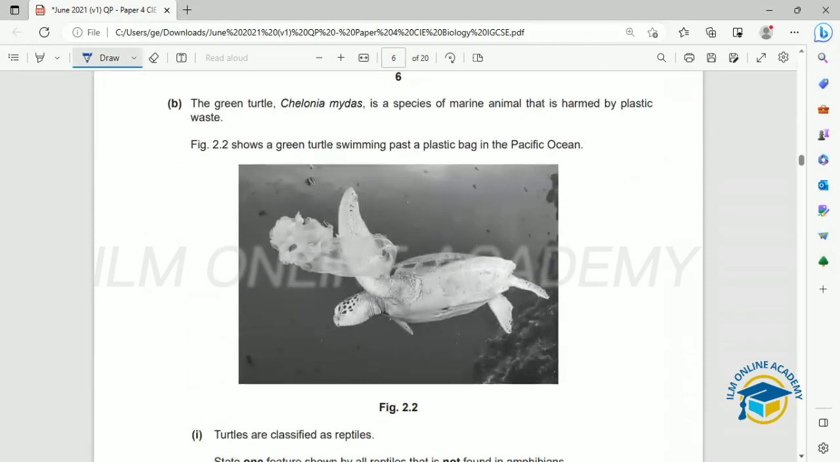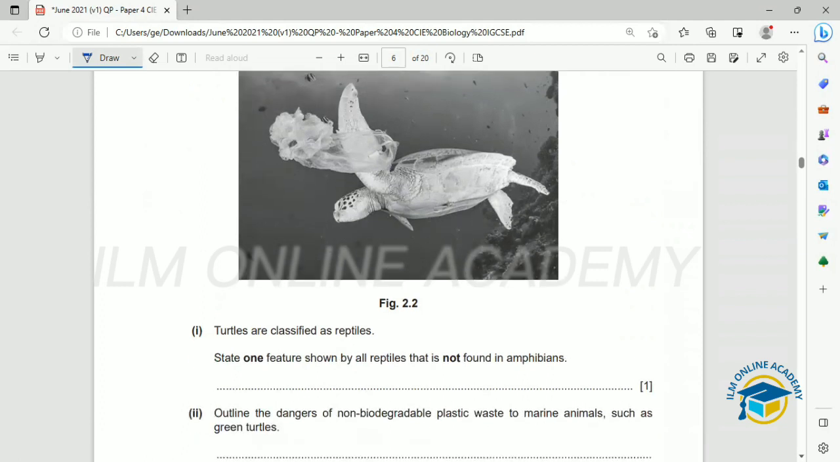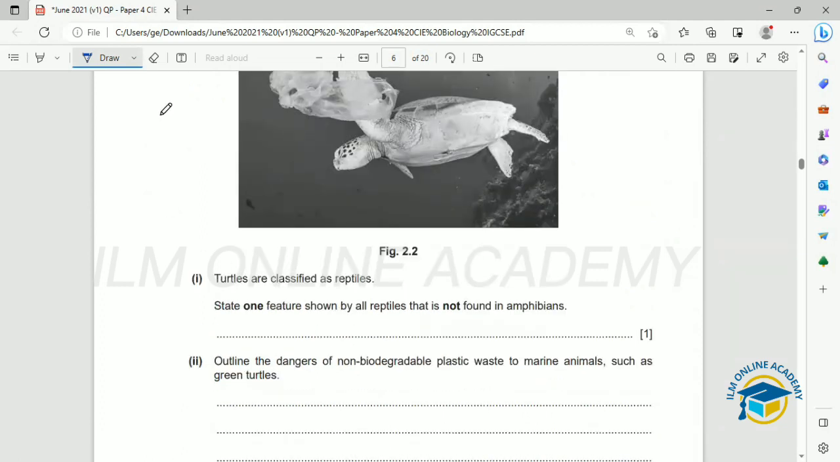Then we're going to move forward and talk about part B, which is the green turtle. Chelonia mydas is a species of marine animal that is harmed by plastic waste, and it shows a green turtle swimming past a plastic bag in the Pacific Ocean. Okay, so turtles are classified as reptiles. State one feature shown by reptiles that is not found in amphibians.